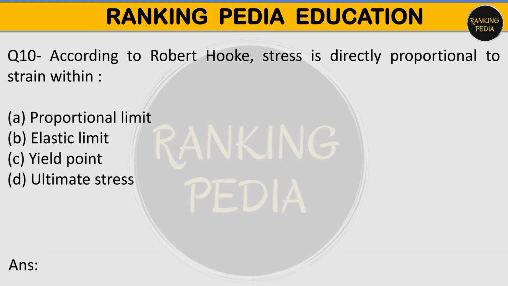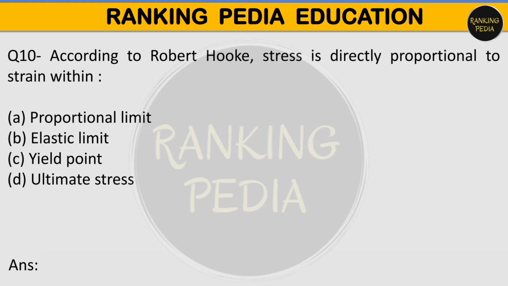Next question. According to Robert Hooke, stress is directly proportional to strain within, your options are proportional limit, elastic limit, yield point or ultimate stress. So according to Robert Hooke, stress is directly proportional to strain within proportional limit. So which one is correct? That is your option number A is correct.